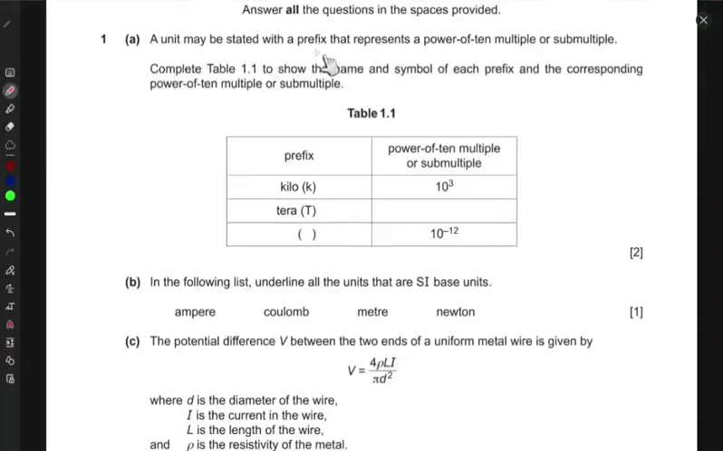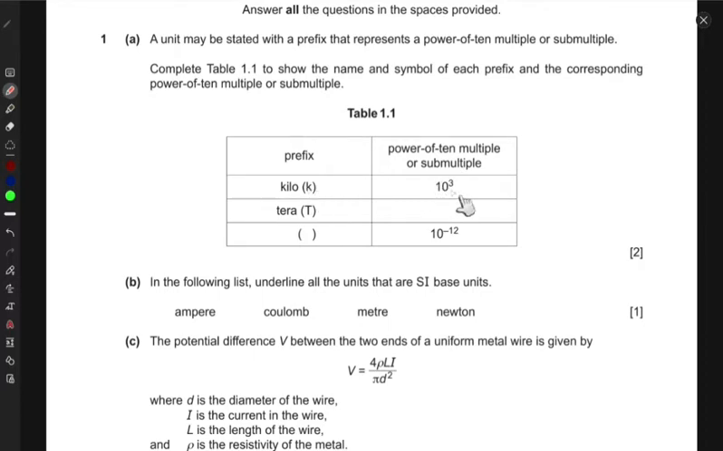Question number 1. A unit may be stated with a prefix that represents a power of 10, multiple or submultiple. Complete table 1.1 to show the name and symbol of each prefix and the corresponding power of 10 or submultiple. Right. So here we have prefixes, and here we have what they mean in powers of 10.